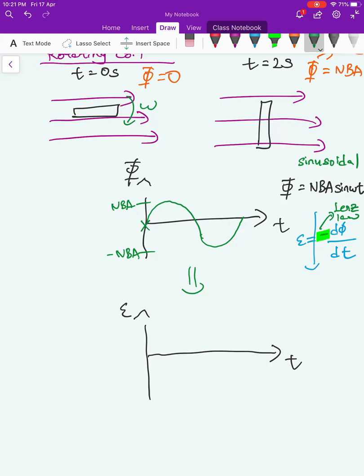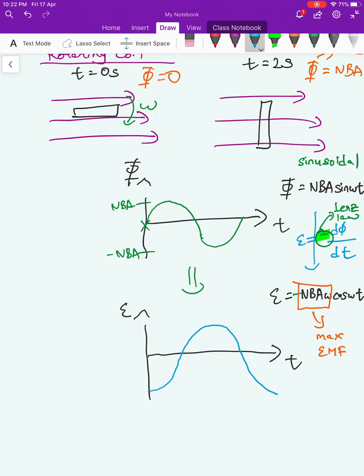This is my EMF axis, and this is my t axis. Let me first annotate the peak NBA. When I differentiate the sine graph it becomes a cosine graph, so EMF is equal to NBA omega cosine omega t. Don't forget Lenz's law, the negative sign. So I should draw a full negative cosine graph with an amplitude of NBA omega. This is the maximum EMF that can be induced. Let me draw this first.